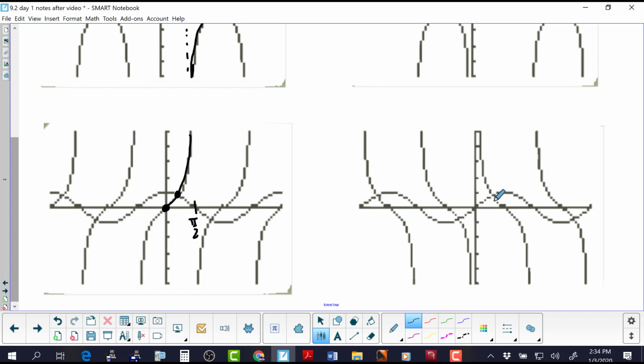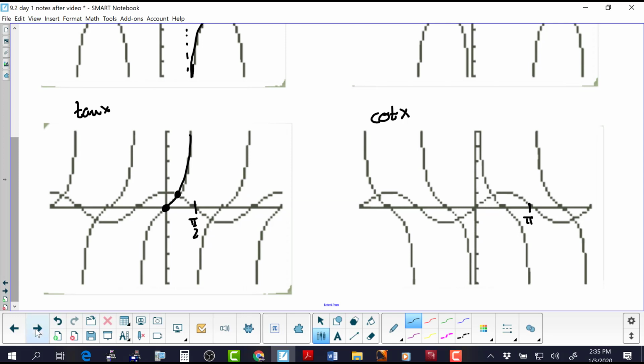This is cotangent, so this was tangent of x, and this one is cotangent of x. So we could talk about some limits here. The limit as x approaches pi from the left is negative infinity. Pi from the right is positive infinity. So in this section, we're going to be dealing with limits, and we kind of have to know limits of these trig functions.